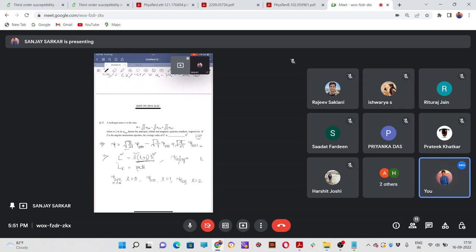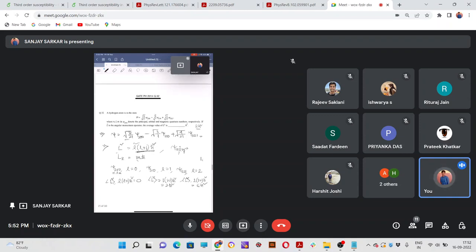So the eigenvalue of L square for this state is L into L plus 1 into h bar square, which is 0 because L is 0. And for this state, it is 1 into 1 plus 1 into h bar square, that is 2 h bar square. And for this state, it is 2 into 2 plus 1 h bar square, so 6 h bar square.